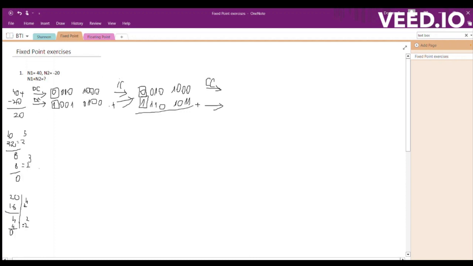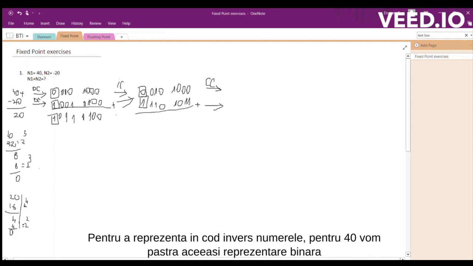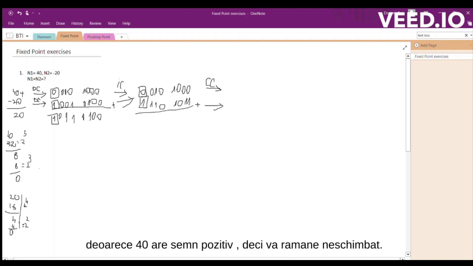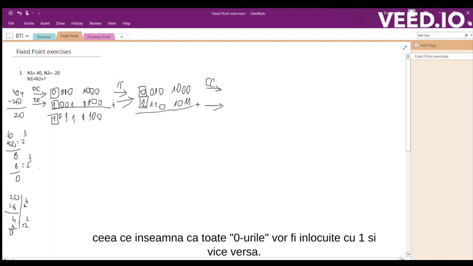Then we will do the addition, so we will have 0, 0, 1, 1, 1, 1, 0, 1. Then in order to represent it in inverse code, for 40 we will keep the same binary representation because it has a positive sign, so it remains unchanged. And for the second number, for negative 20, we will have to do a change because it has a negative sign. So this means that all the zeros are going to be replaced by ones, and all the ones are going to be replaced by zeros.